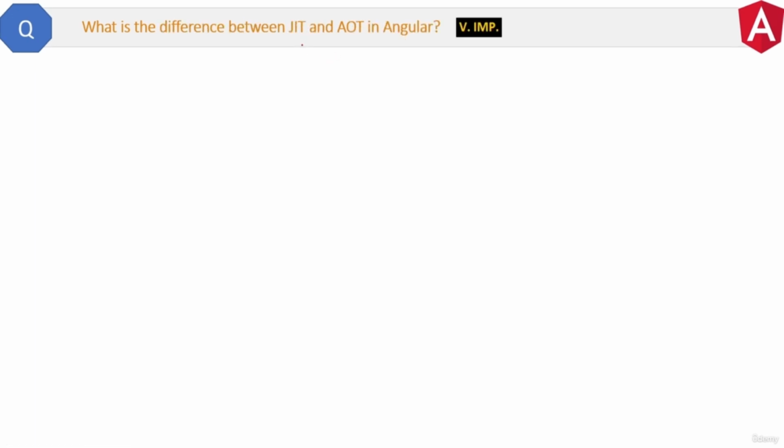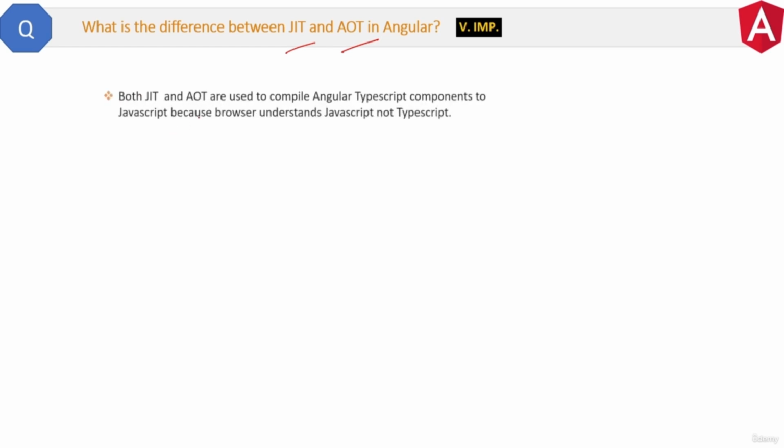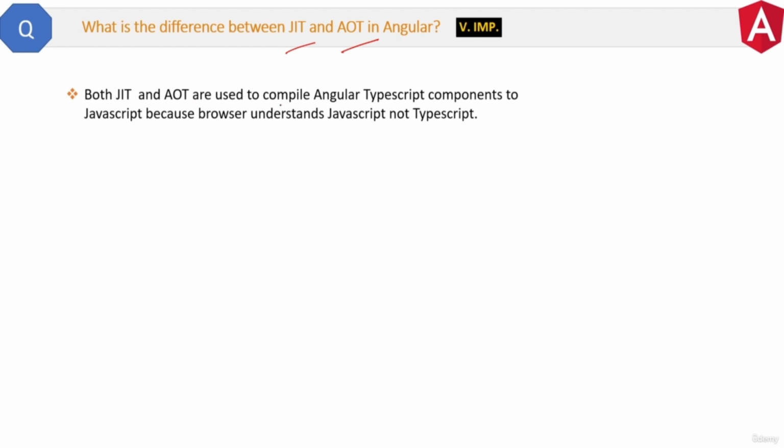Here is the question. What is the difference between JIT and AOT in Angular? This is a very good question from an interview perspective. Let's explore the answer. Yes, we know this. Both JIT and AOT are used to compile Angular TypeScript components to JavaScript because the browser understands JavaScript only, not TypeScript, right? So what is the difference?